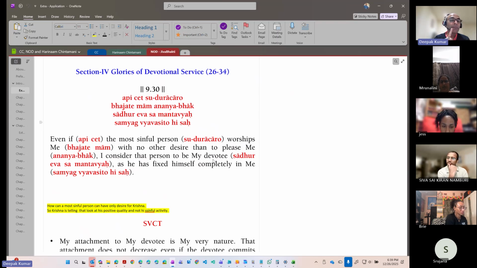The focus is on the positive aspect. Develop love for Krishna, and everything else will start falling in place. That's the beauty of bhakti. That makes bhakti so special. That makes bhakti the best yoga system, right?